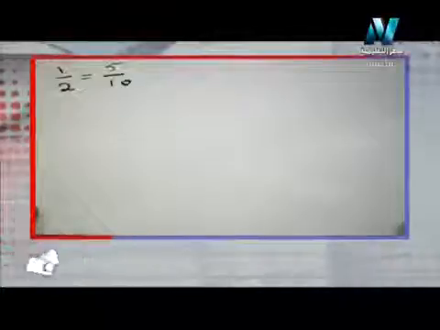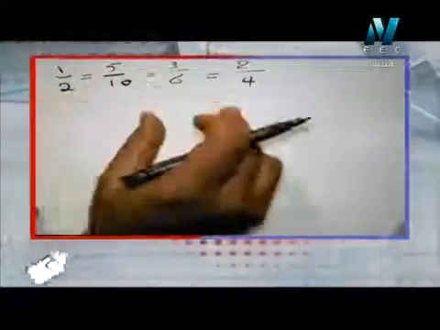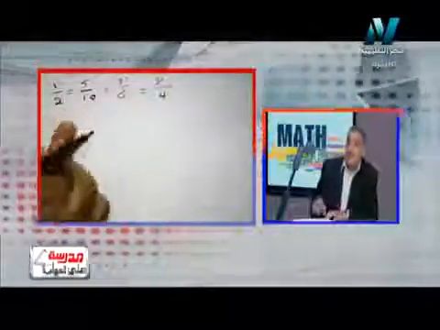Our episode today, we are going to talk about the proportion. What does a proportion mean? Proportion means equality of two or more ratios. If we have half and 5 over 10, the two ratios are equal. Half equals 5 over 10 equals 3 over 6 equals 2 over 4. It's so easy. We call this form a proportion. When we have two or more ratios that are equal, we call this a proportion.